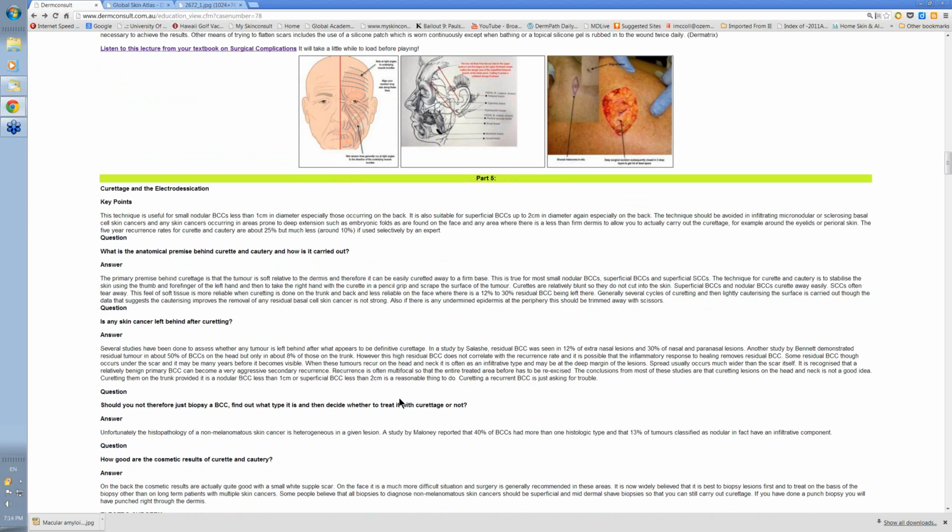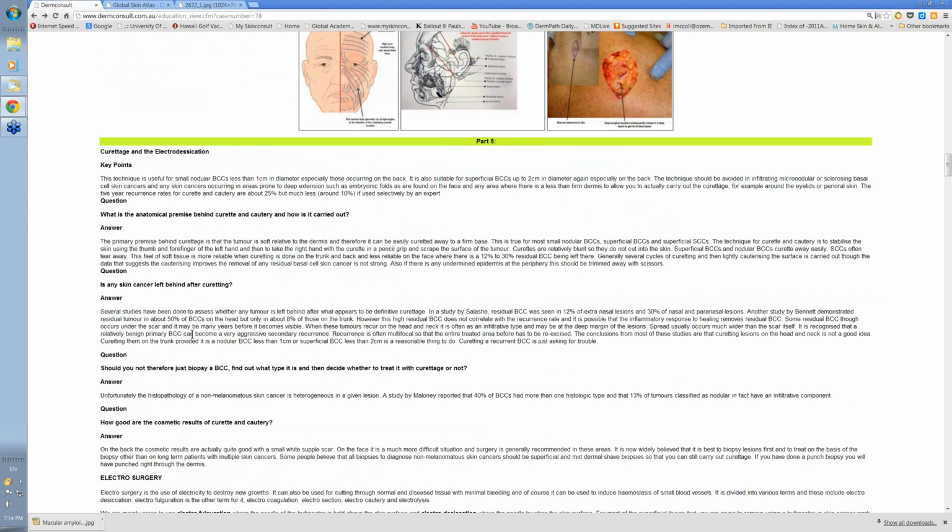A few other details here about curette and cautery. Is there any cancer left behind after curetting? Well, we hope that there isn't, but on many occasions where I've initially done a curettage, and then decided, no, I think I'll excise this, it's amazing how many times there are some small areas of skin cancer still there. I think the fact that we get such good results from curette and cautery is that in the healing process, I think some of these remaining islands of tumour in fact die off because we've disrupted their blood supply.